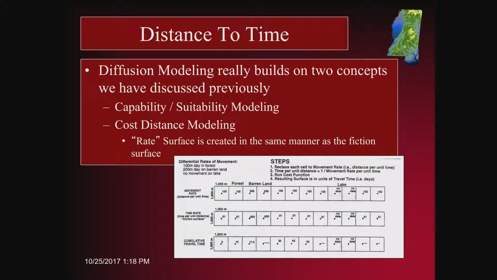So instead of thinking about it in time, it's easier to think about how quickly it's spreading. So usually we do the capability suitability model to arrive at a rate. So the capability suitability model, however that model is set up, will have as its output a raster grid where the cells represent how fast the thing that we're trying to model will move through that cell. So one example of a rate is miles per hour, right?